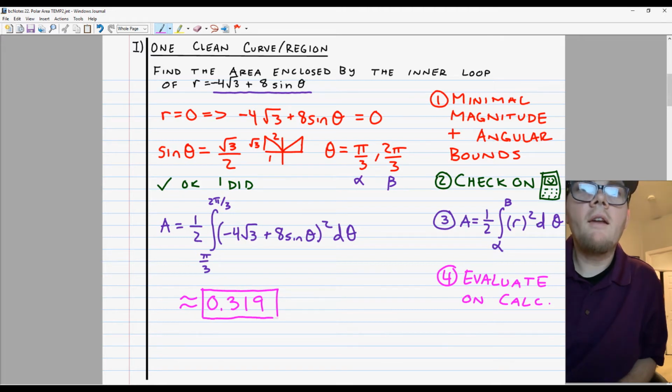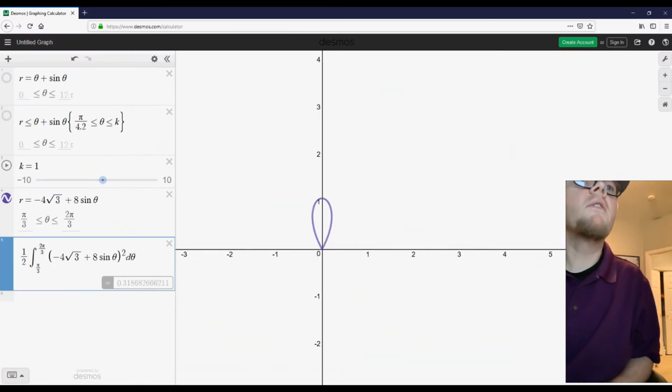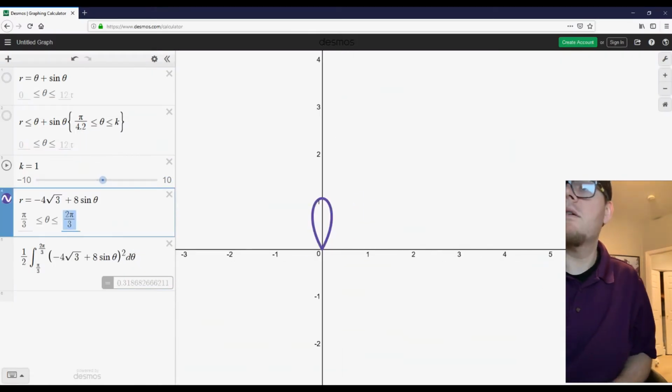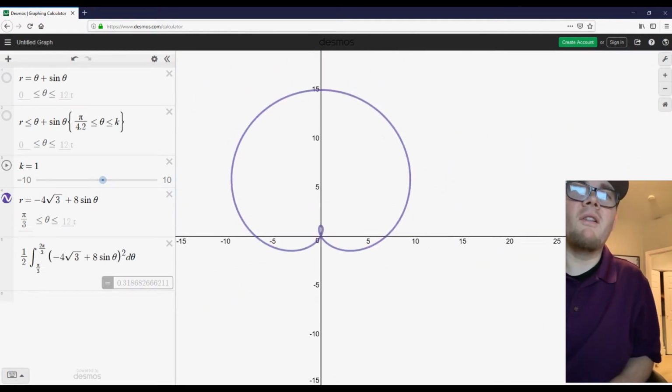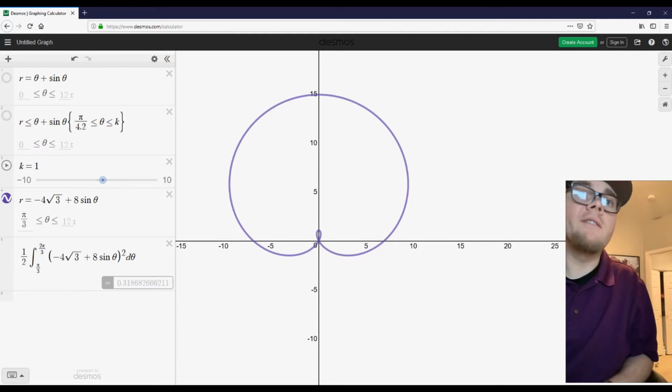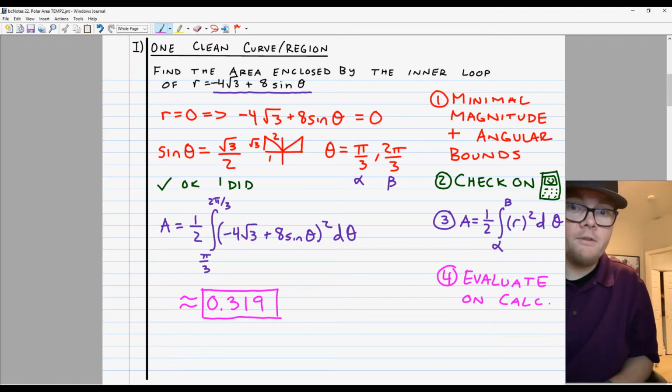0.319. So we have now calculated the area. And that area is pretty small, but that kind of makes sense. Remember, we looked at that picture a second ago. If we look at the full thing, this is not a very big, it's a pretty small little thing. It's a tiny little thing compared to everything else. So it doesn't surprise me that the answer is fairly small. We found a fairly small area of a very small region.